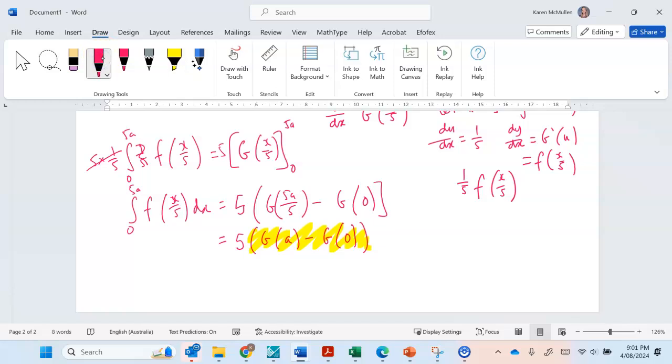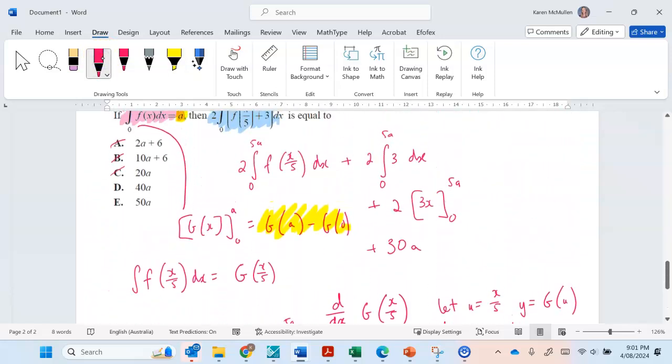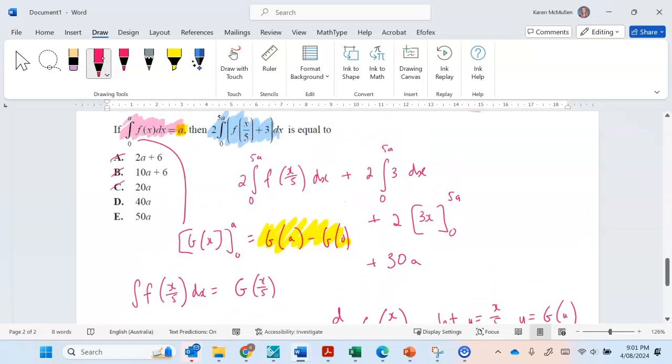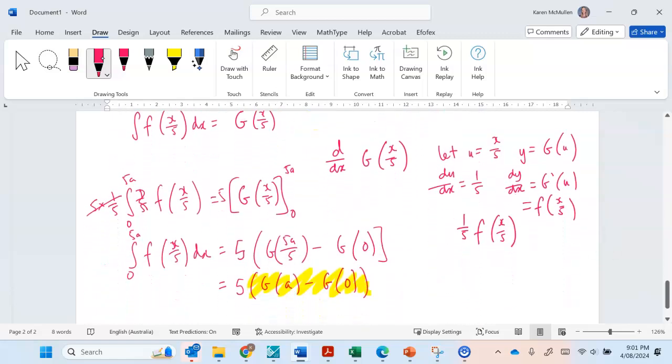And I feel like I've forgotten that too somewhere along the line. Oh my gosh, silly me. So the 2 should have been here as well. So that 5 should be a 10. Sorry. And then g of a minus g of 0 is a. So our answer is 10a.